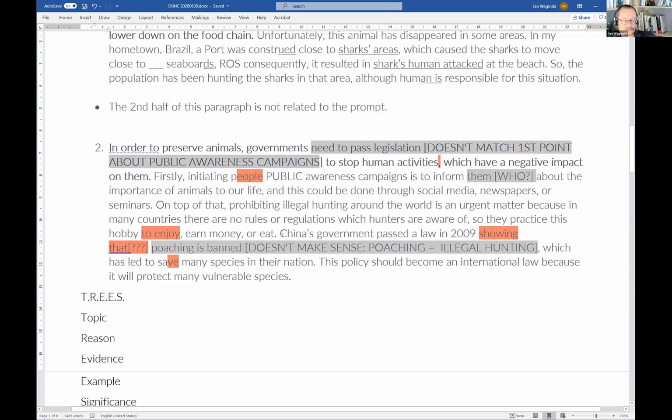And here, just a minor point, China's government passed a law in 2009 showing that poaching is banned. So poaching means illegal hunting. So poaching, by definition, is illegal. So you can't say that poaching is banned. It doesn't make any sense. So this kind of stuff will get you into trouble, and it will hurt you on task achievement or coherence and cohesion when referencing is unclear.